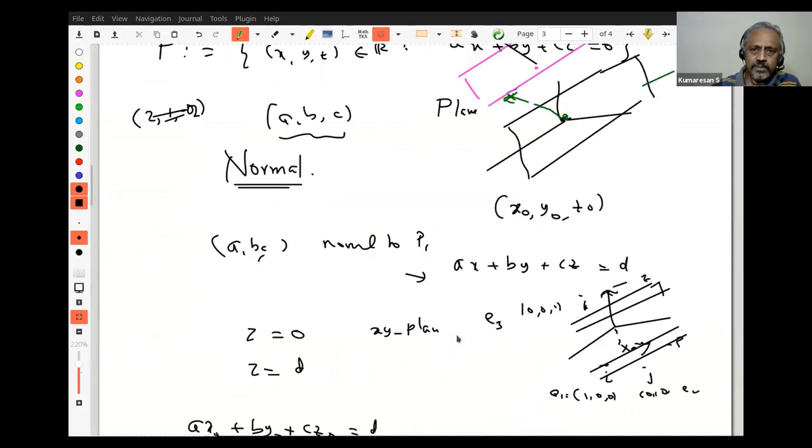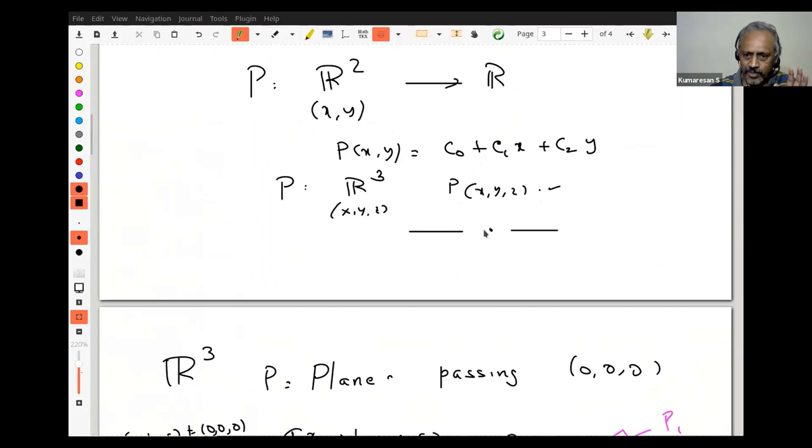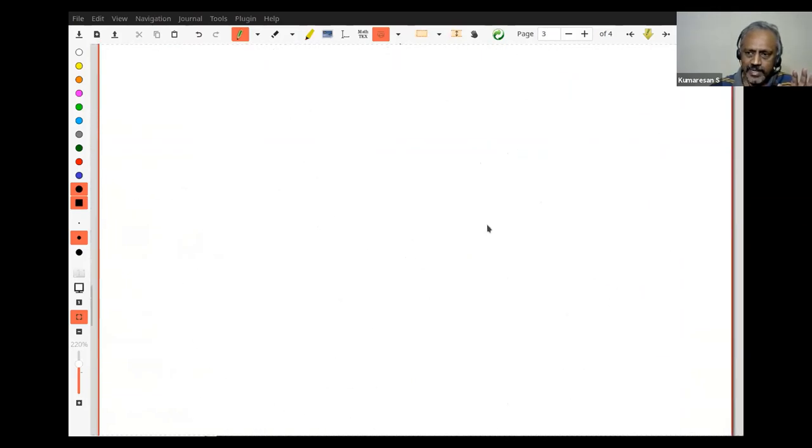What do I know? I want a first degree polynomial in x minus a, which is h, and y minus b, which is k. So I am looking for a first degree polynomial. That will give me C1 and C2. Then I have to show the remainder can be less than epsilon times something. Are you following me? Please pay attention.